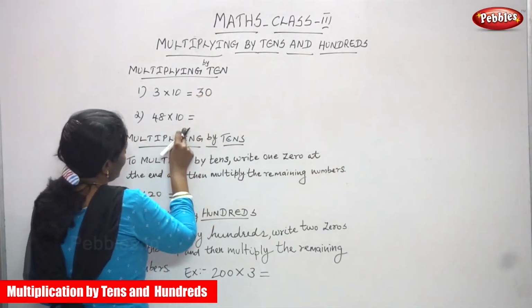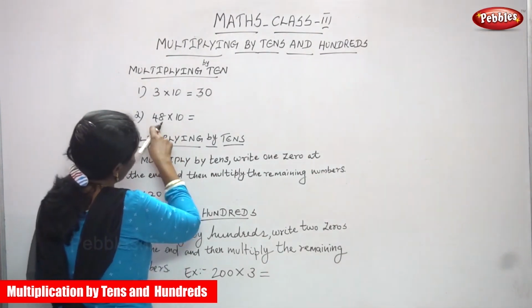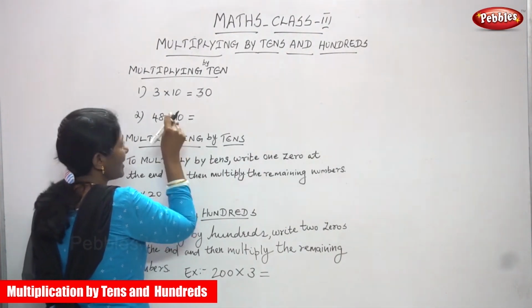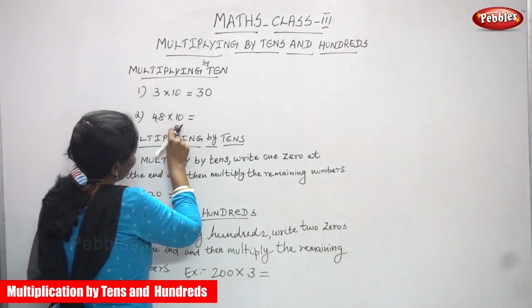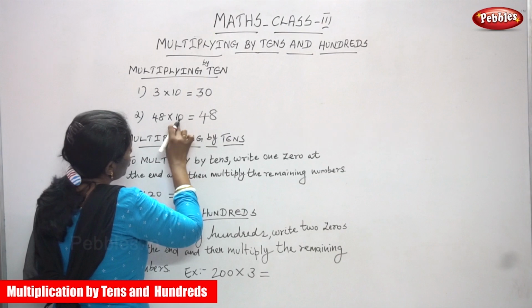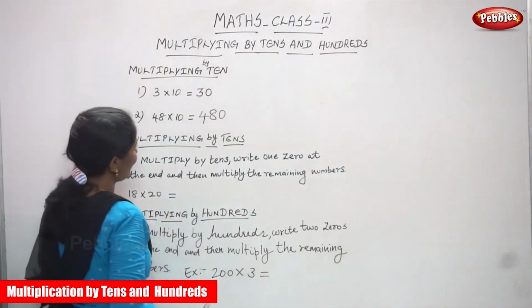Okay. Next example is 48 into 10. So what are you going to do? First number is 48, second number is 10. So you're going to multiply 10 with a particular number. First you have to multiply the numbers. 48 into 1, you can get 48. Then you have to add 0 at the end. So the answer is 480.